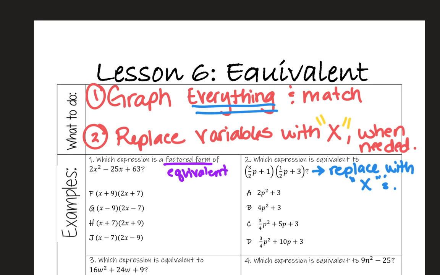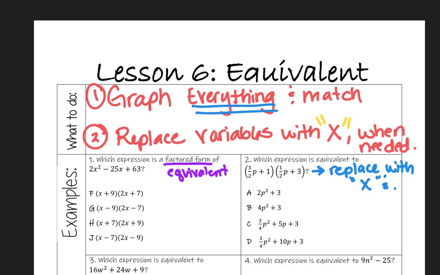I'm going to press tab and enter the first option. The first option is x plus 9, and then 2x plus 7. So I'm going to enter that exactly as it is. I'm going to put parentheses, x plus 9, and then we're going to do 2x plus 7. Make sure you close it at the end.